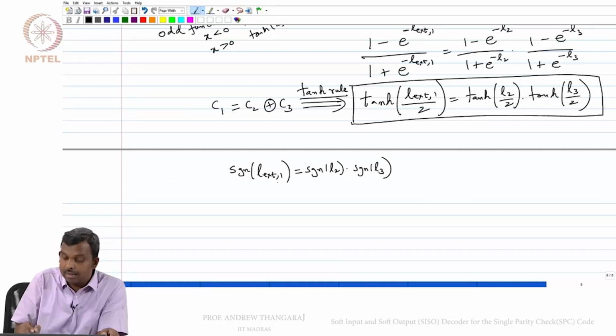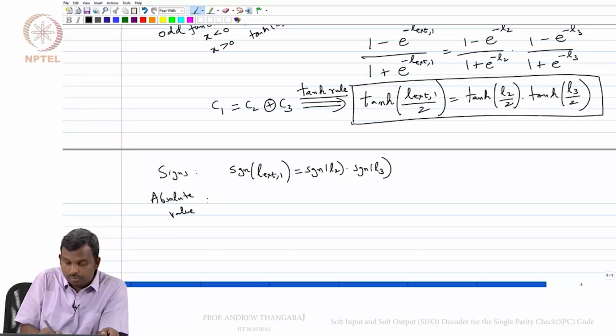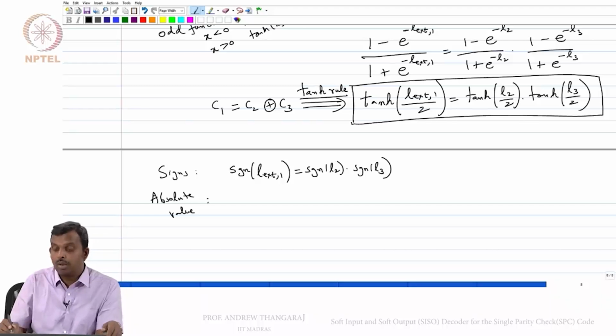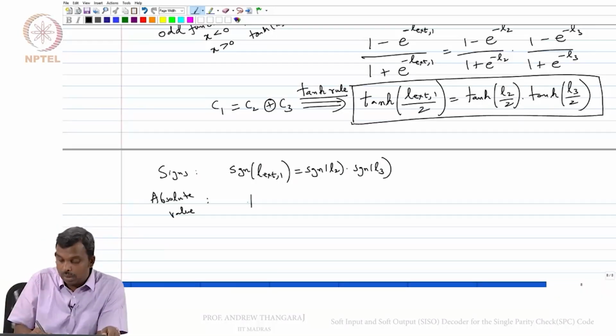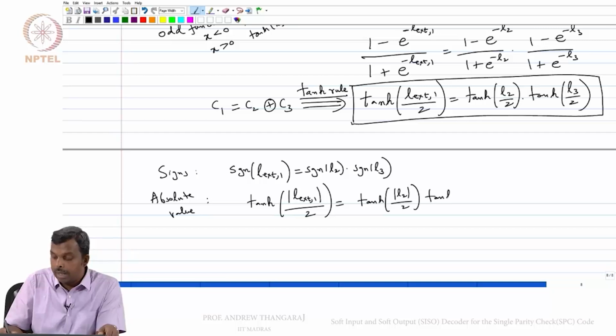This is just the signs. And then the absolute value. You can take the absolute value separately and you will get tanh of absolute value of Lext1 divided by 2 equals tanh of absolute value of L2 divided by 2 times tanh of absolute value of L3 divided by 2.